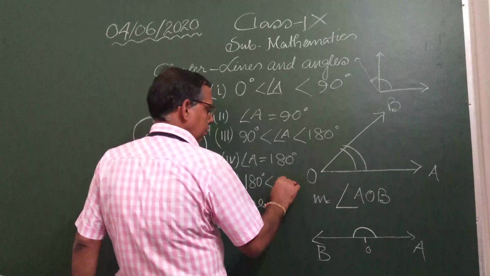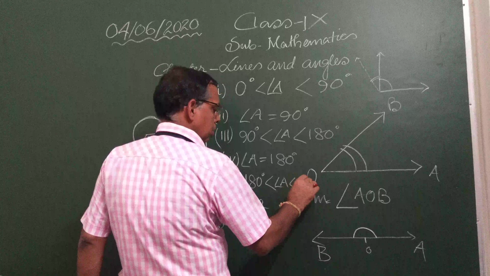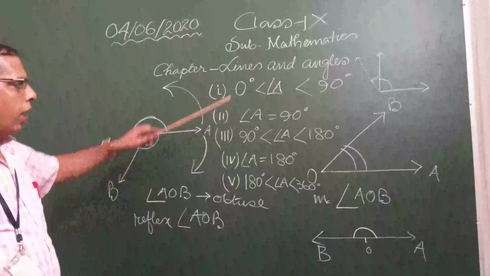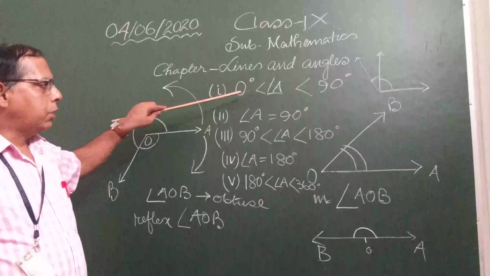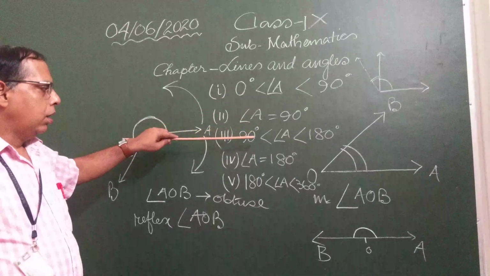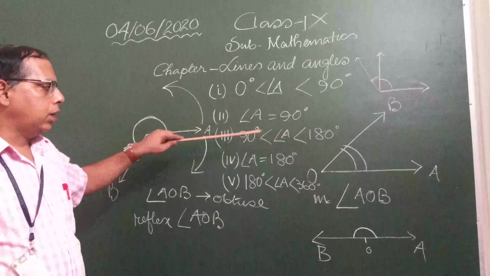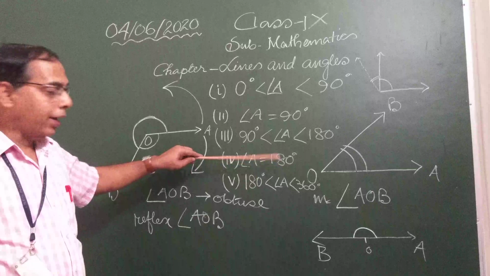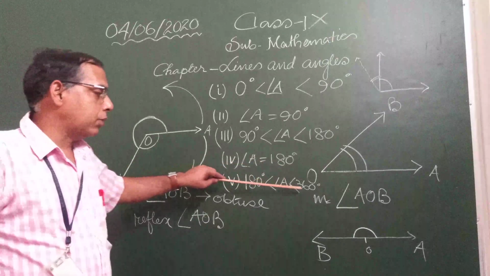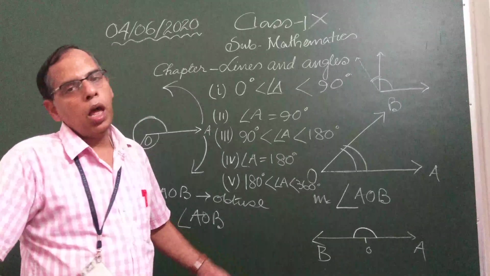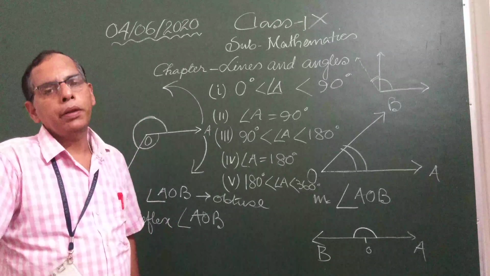Angle A less than 360 degree. So first we got angle lies between 0 and 90, acute angle. Equal to 90, right angle. Greater than 90, less than 180, it is obtuse angle. Equal to 180 degree, it is straight angle. Then lies between 180 and 360 degree, it will be reflex angle. And last is a complete angle.